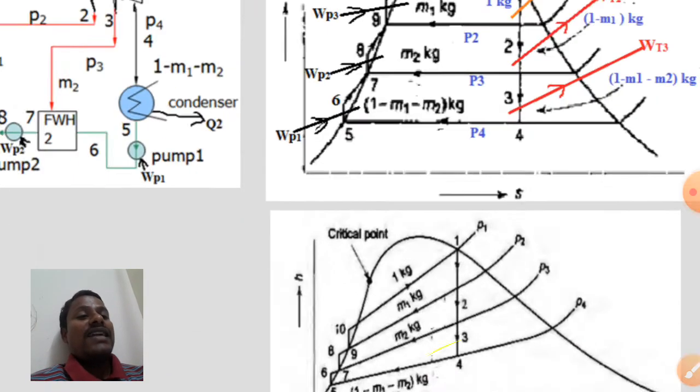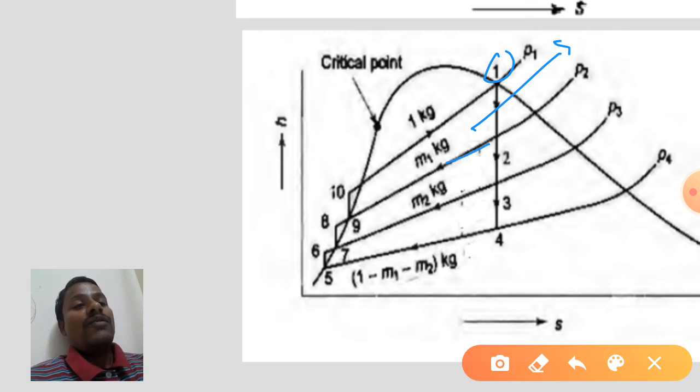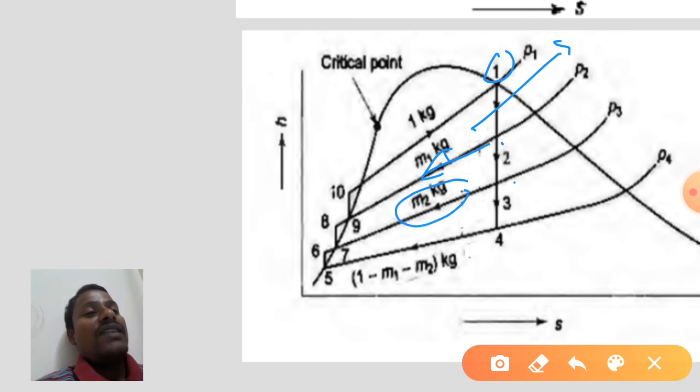So now let's understand the HS diagram. Here the steam at state 1 enters the turbine. 1 to 2 it undergoes expansion, producing WT1 here. So after 2 I am drawing m1 kg of steam for the feed water heater. So the remaining steam, that is 1 minus m1 kg, expands between 2 and 3. So at the end of 3 I am drawing m2 kg again at pressure P3, producing WT2. Then again the steam at state 3 enters the third stage and expands till P4.